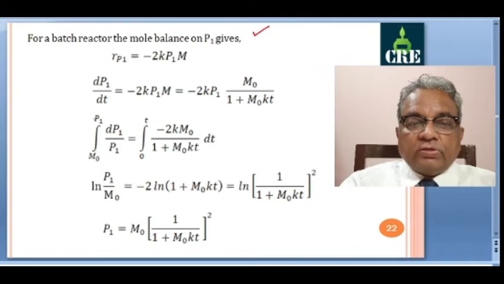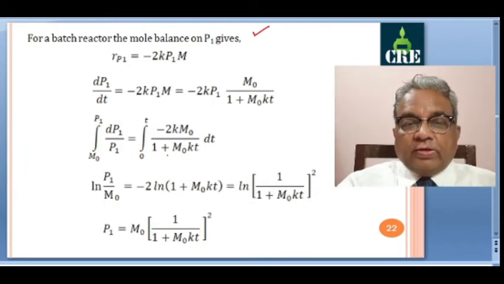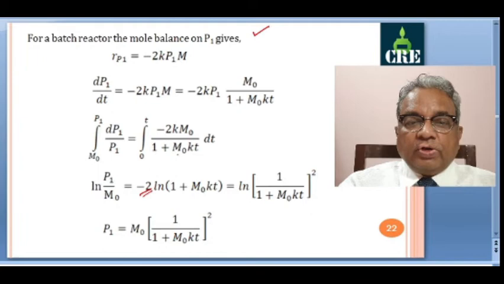At t is equal to t, this is P1. So dP1 by P1 integral is ln of P1. Substitute upper limit and lower limit, it will be ln of P1 by M0. And that is equal to minus 2, I will take outside. You are left with K into M0 in the numerator, and in the denominator 1 plus M0 KT. Now here the numerator is the derivative of the denominator, so the integral is log of the denominator, ln of 1 plus M0 KT.